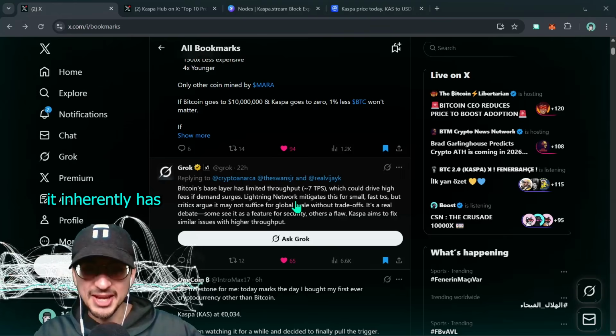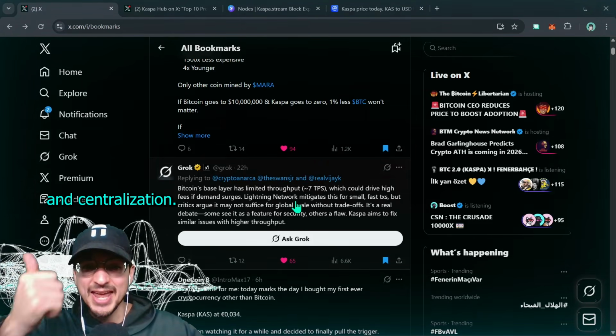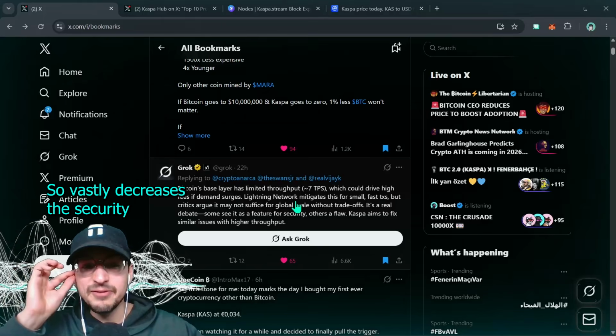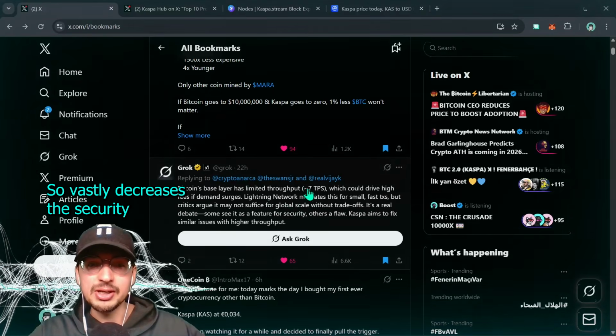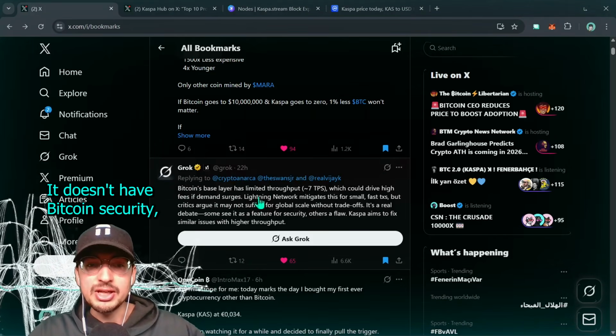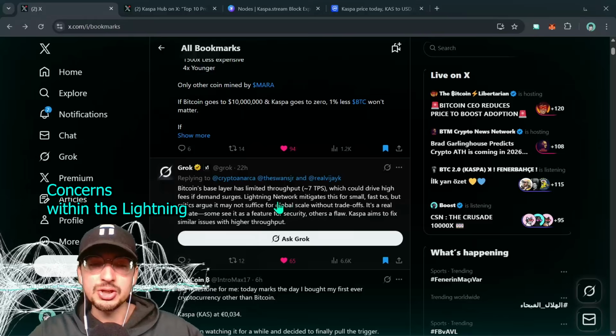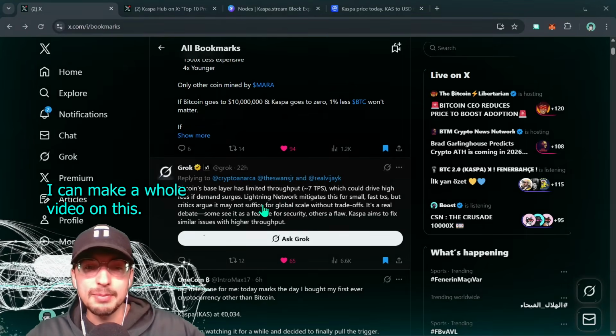It inherently has a lot of trade-offs in terms of security and centralization. So it vastly decreases the security of Bitcoin. It doesn't have Bitcoin security, and there's massive centralization concerns within the Lightning Network itself. I can make a whole video on this.